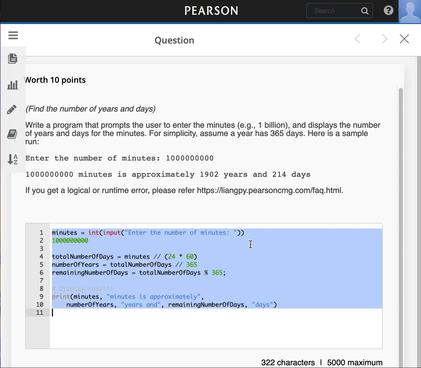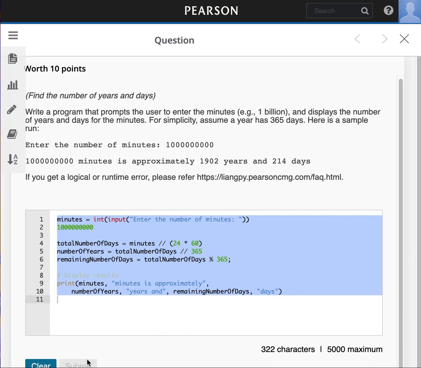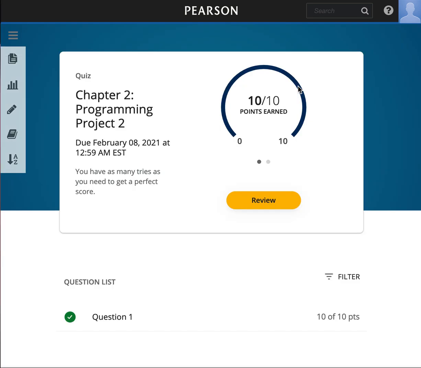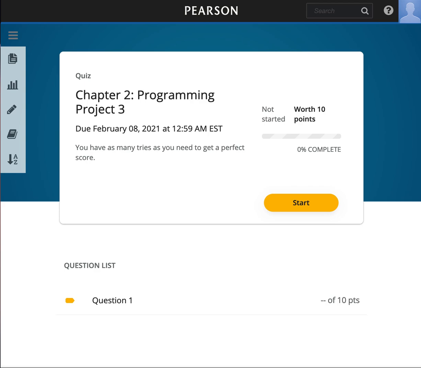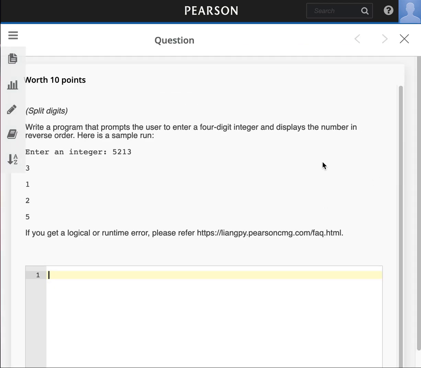Let's go ahead and take a look at the next one. So let's come down here, we'll hit submit. All right, so let's look at project number 3. Here we're asked, write a program that prompts the user to enter a 4-digit integer and displays the number in reverse order. And here's a sample. So we have 5213 and 3125, a backwards display.